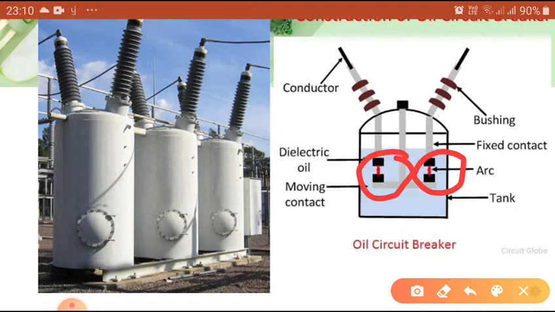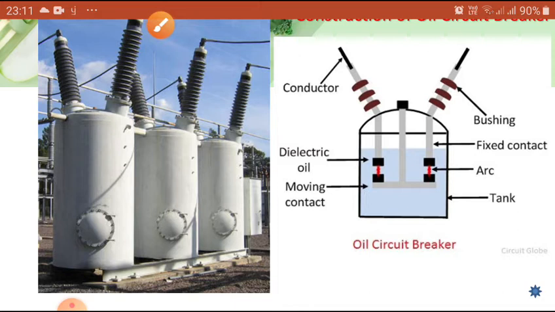Now let us see what has happened. What is the operation? Now the working principle. From the constructional point of view, it has a conductor, bushings, a fixed contact, a moving contact, a tank, and dielectric oil inside, and one third is kept empty for cushioning purposes. This is the basic construction of each phase of the oil circuit breaker. This is one phase, similarly the R phase and Y phase. Now let us see how the oil circuit breaker works and what the basic principle is.